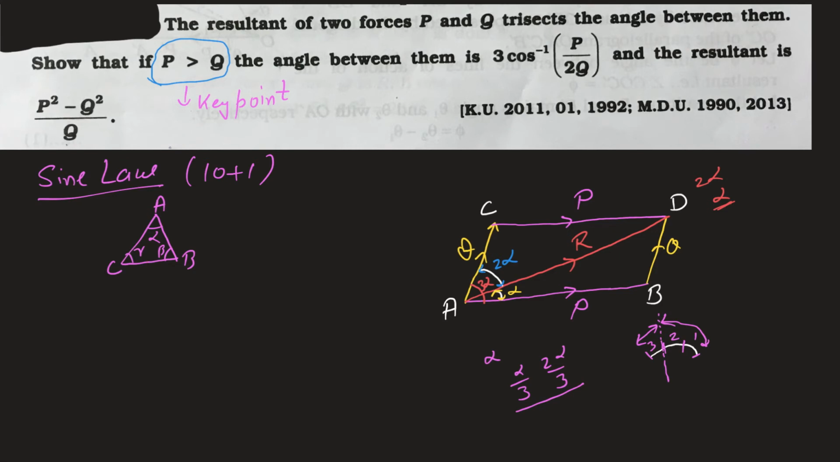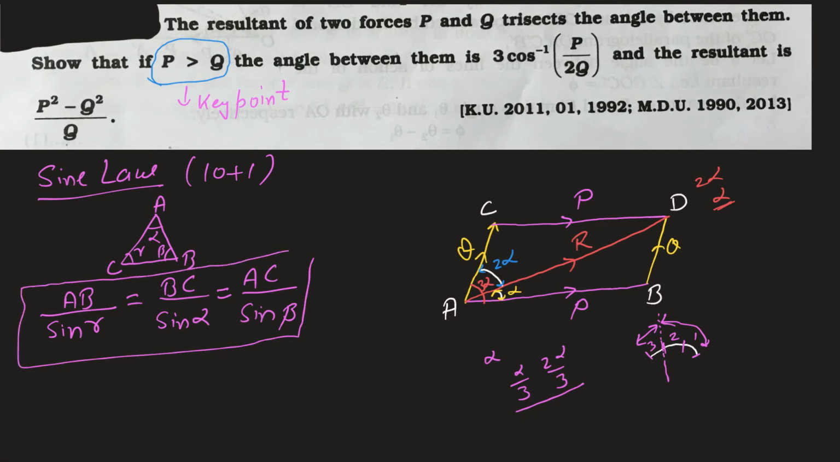So let me write the sine law. It will be AB over sine of the angle opposite to it, which is gamma. Then BC over sine of the angle opposite to BC, which is alpha. And this is AC over sine of the angle opposite to AC. AC is this one, so opposite to it is beta. So this ratio is always equal. This is called the sine law.